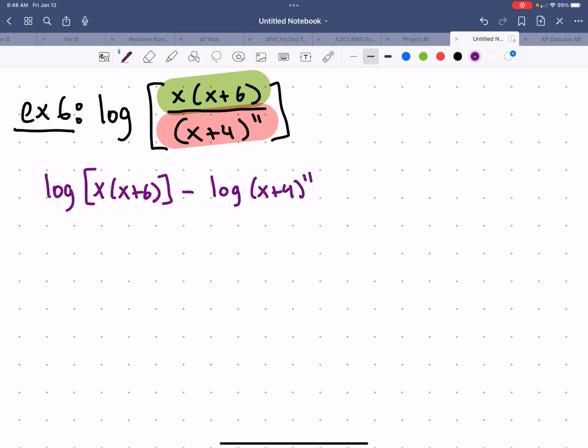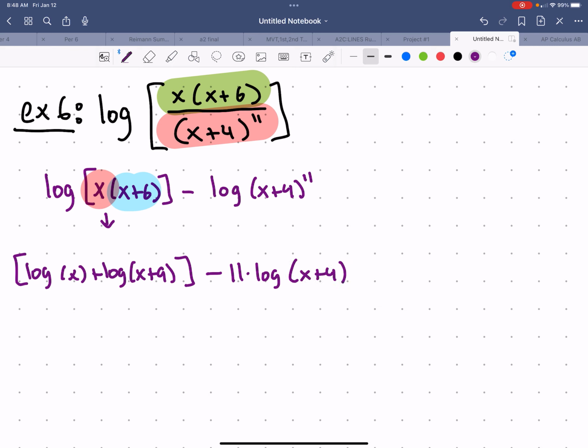All right, now you're going to notice we have multiplication here. So we're going to expand this. And normally I like putting parentheses, especially if it happens here, because you're going to have to distribute the negative sign. So I'm going to write log of x plus log of x plus 6, because we're doing the multiplication rule, minus, and then we're going to bring the power down, 11 times log of x plus 4. Now, because it's just simple addition, we will take the parentheses off, and that's our answer.